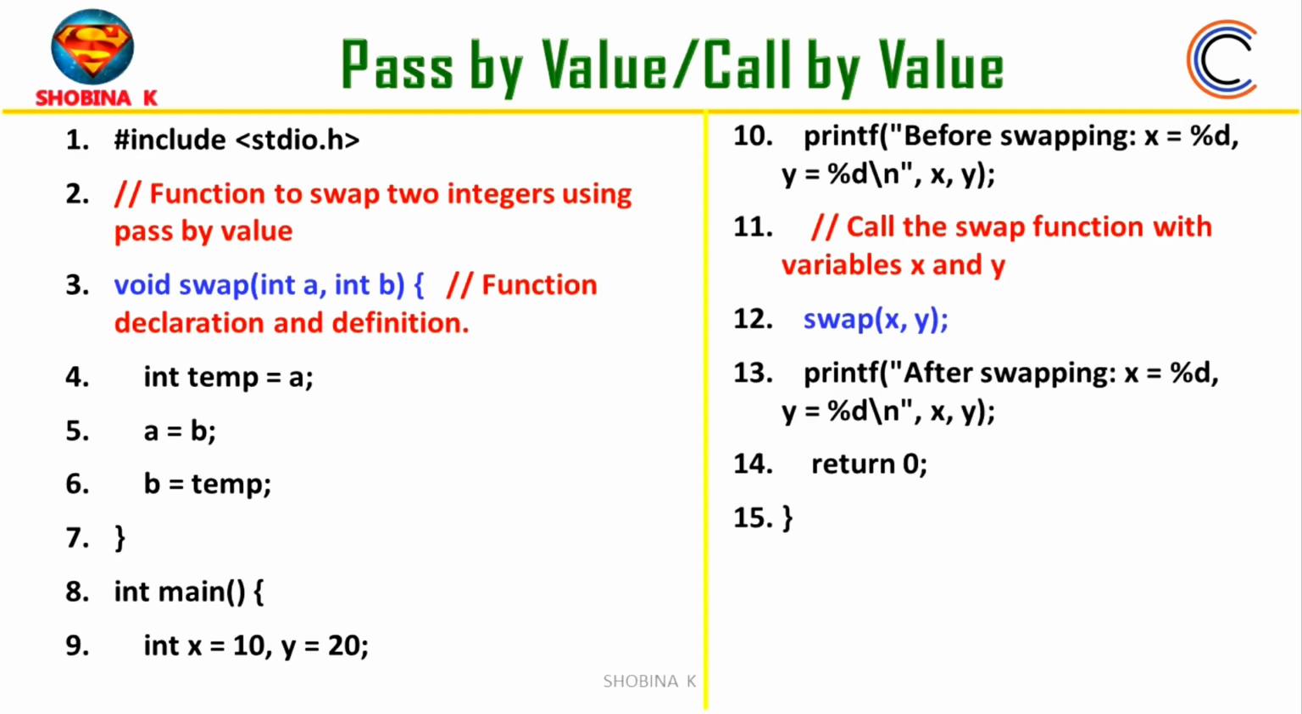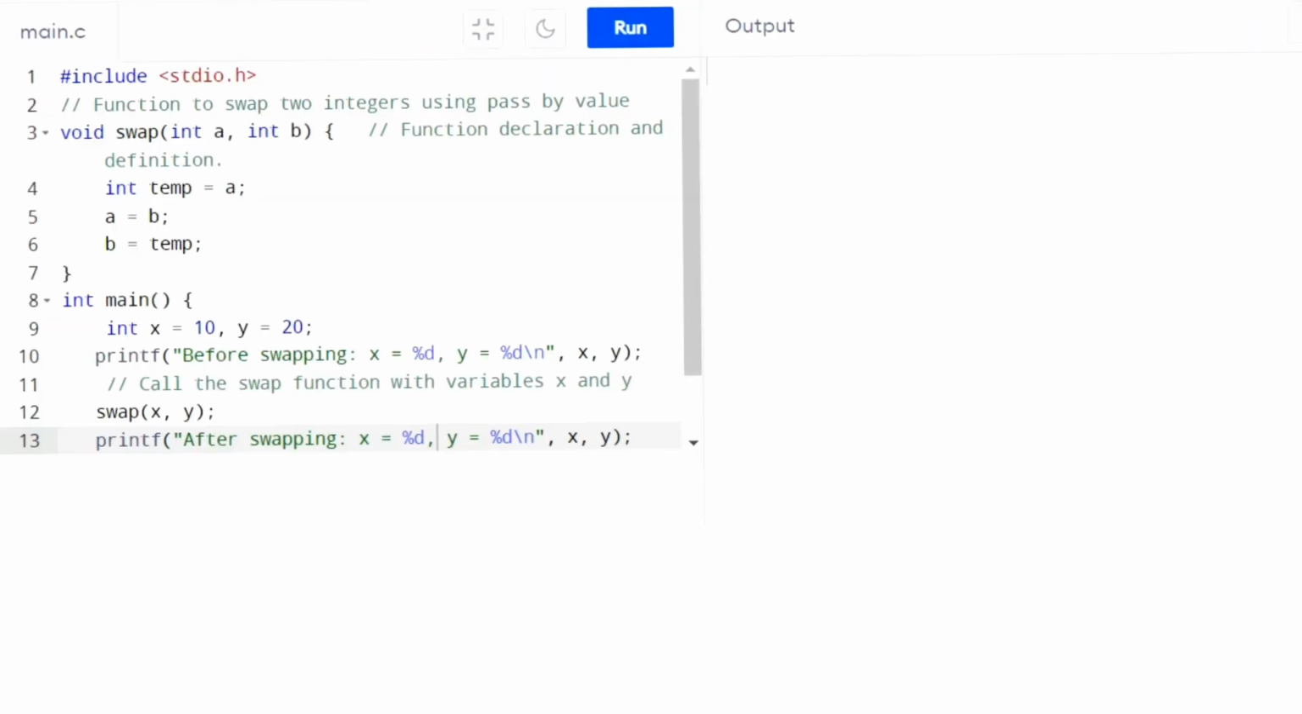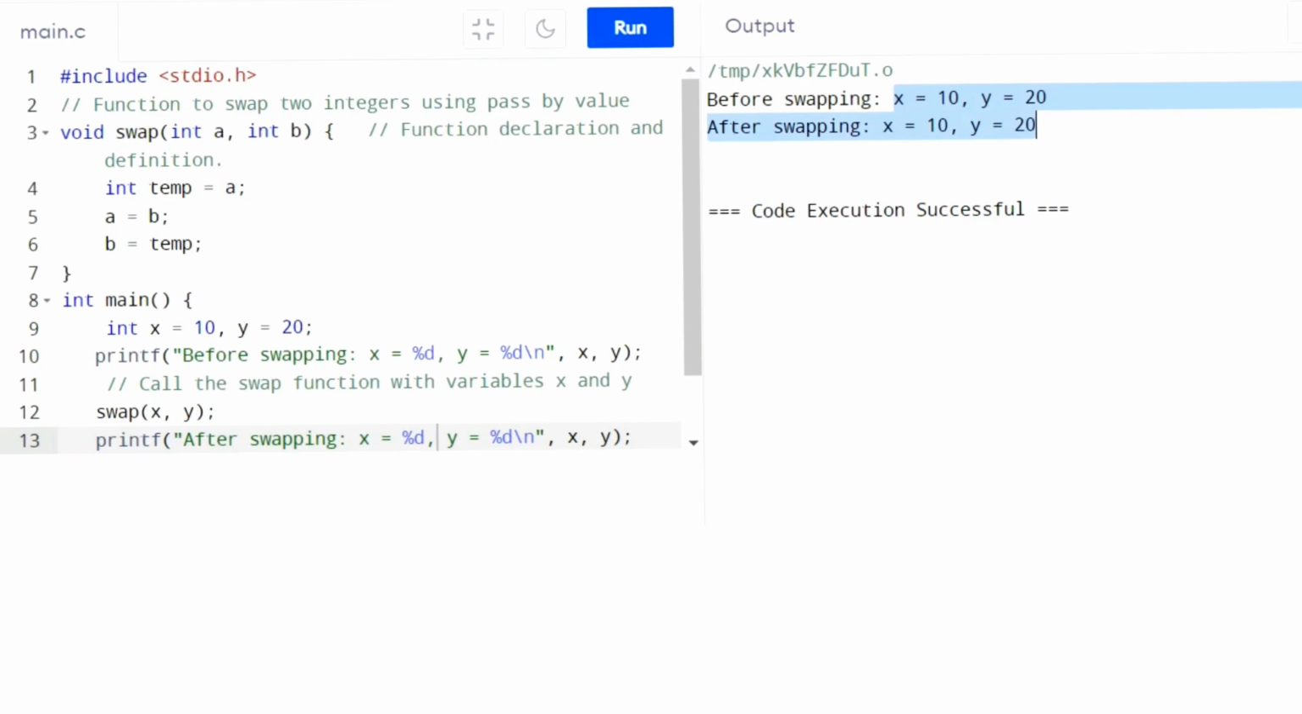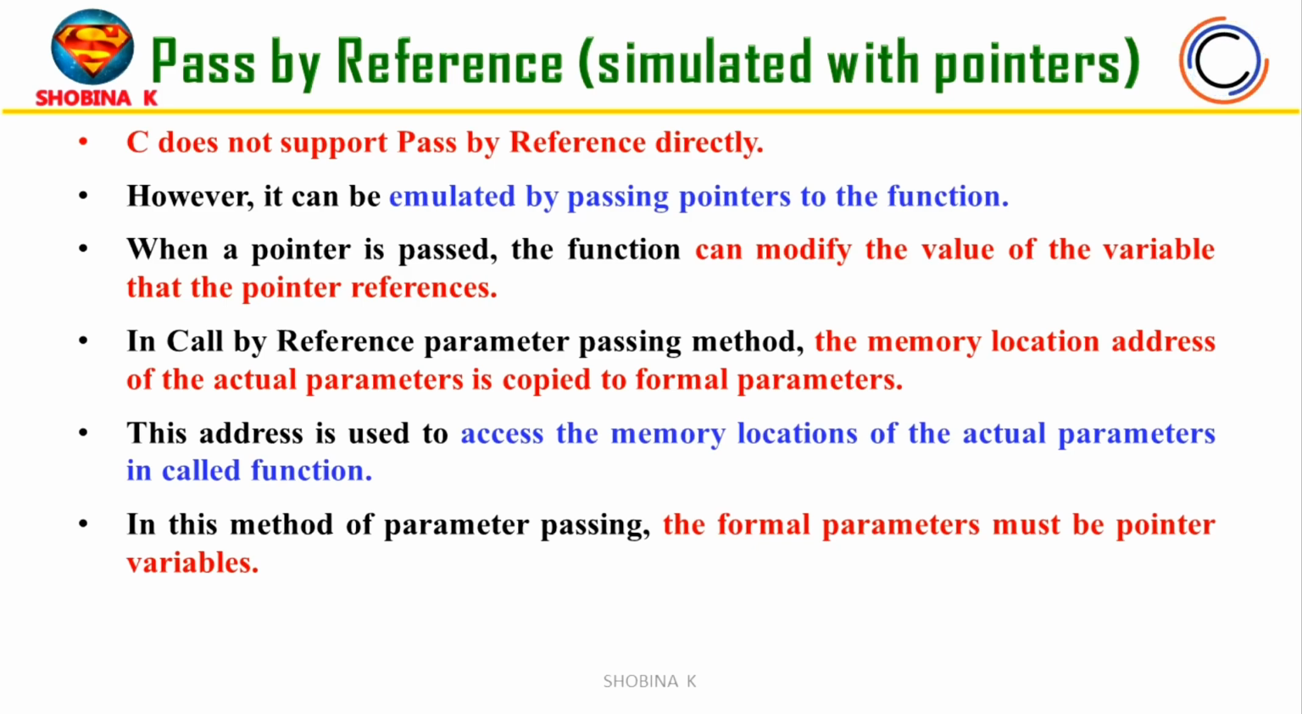Finally, return 0. This statement ends the main function and returns 0 to the operating system, indicating that the program has executed successfully. Now let's run this code. In the output, you can see the values of x and y remain unchanged before and after the call to swap. Now let's move on and understand pass by reference.